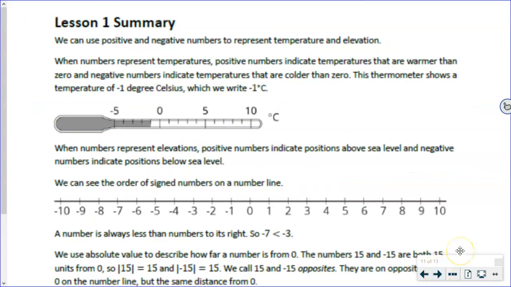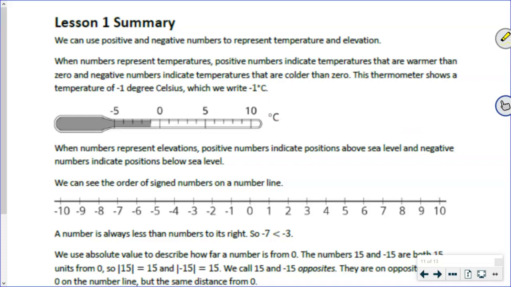Now it's time to summarize. Whenever we reach the summary page, that means it's time to take out your highlighters and make sure you're highlighting the important parts. Sometimes the summary will include some new information, and I will let you know when it's new information, but we can use positive and negative numbers to represent temperature and elevation.